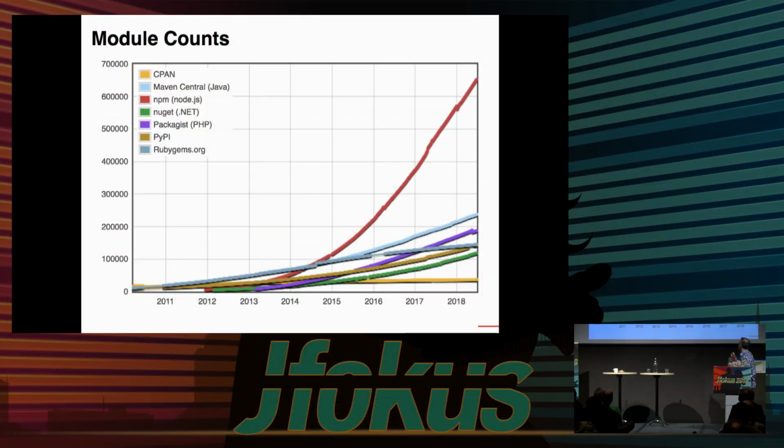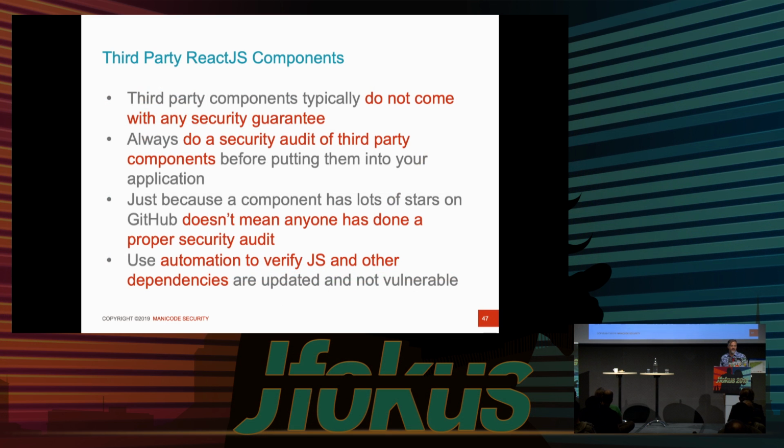And NPM is even worse because it's growing so rapidly. There's very little chance we're going to get good security here. So when you're grabbing a React third-party component, what's the chance that it's perfectly secure? The answer is very low. So just because a component has a couple of stars on it, it doesn't mean someone has done a good security review of this component. And we want to make sure that we're using automation to verify that the JavaScript we're using and all of their dependencies are updated and not vulnerable to these cross-site scripting classes of attacks.